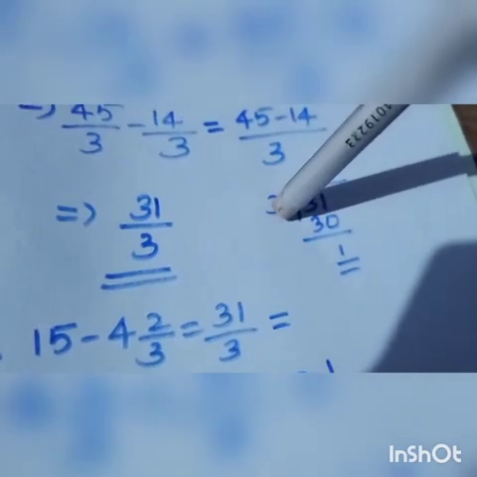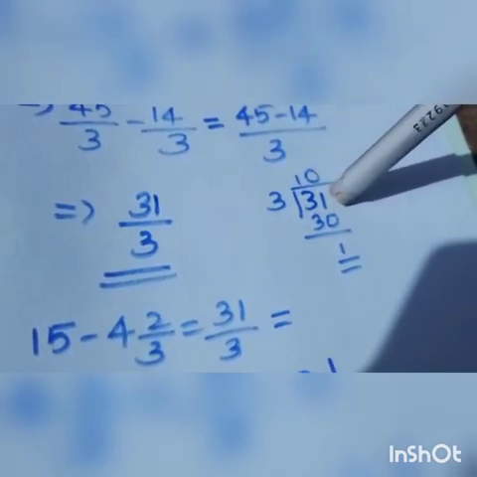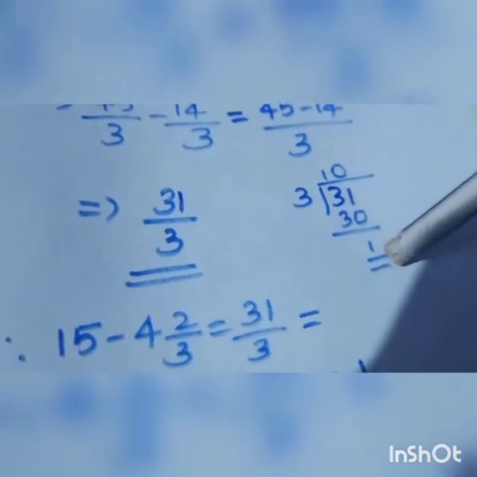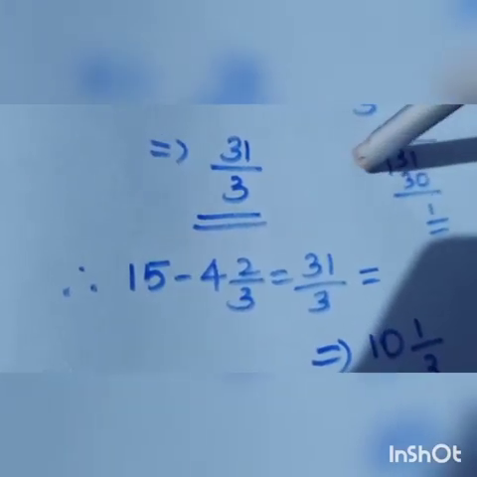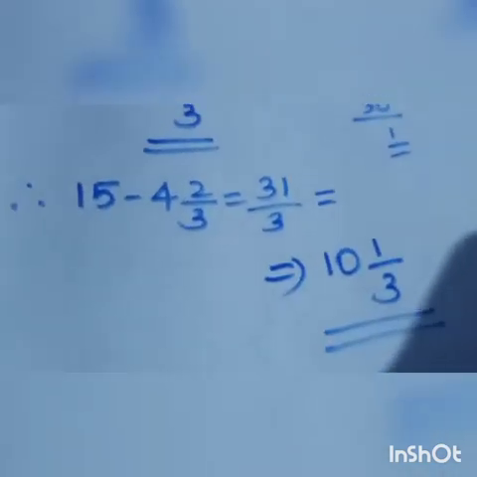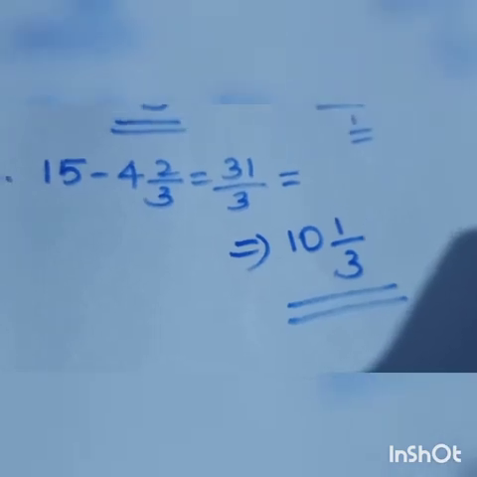10 into 3 is 30. Then 31 minus 30 is 1. So we can write 10 1/3. So 31/3 can be written as a mixed fraction as 10 1/3.